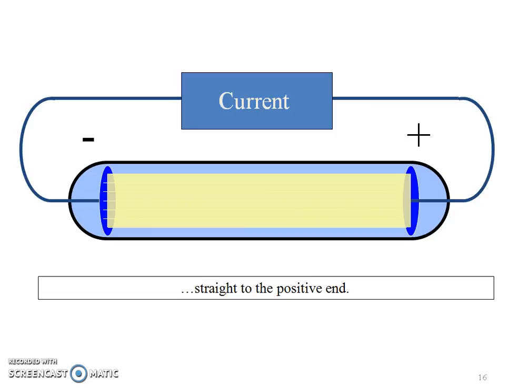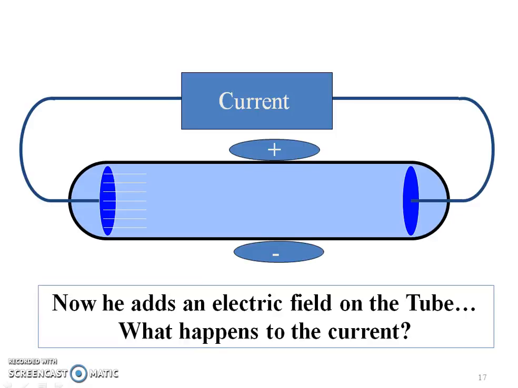He probably came up with a hypothesis that since negative and positive attract each other, he would put a current through this, see these particles, and they would be attracted to each other. Now he added an electric field to the tube, top and bottom. Remember, this is still negative and this is still positive, but he also added the positive here and the negative here. So what do you think is going to happen to this current of cathode rays, or this radiation?